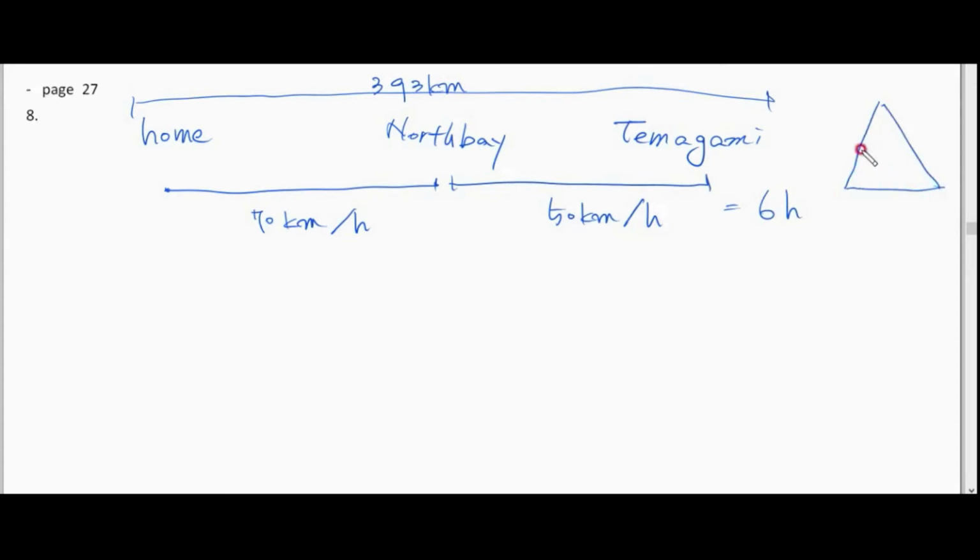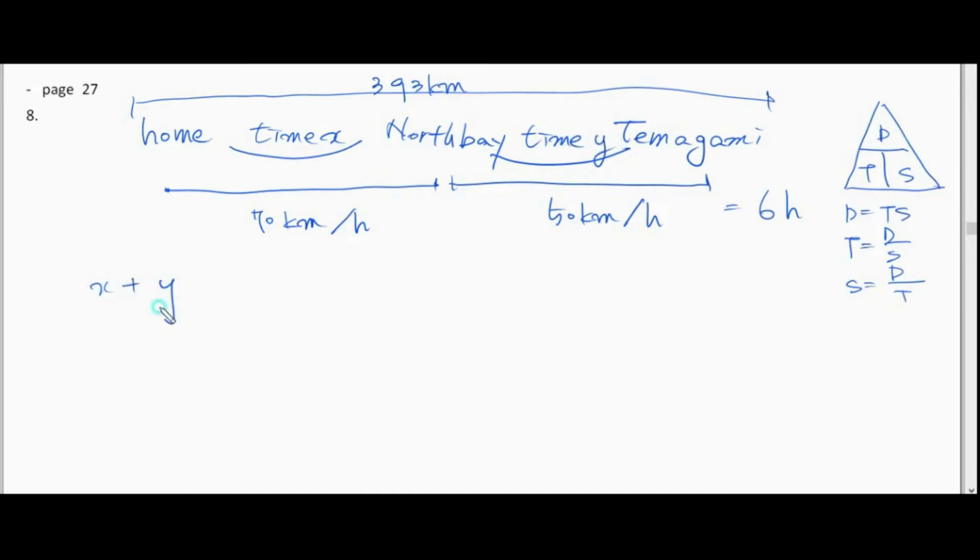And then, do you remember this DTS diagram? D, T, and S. D was T multiplied by S. T was D over S. And S was D over T. Like this. We'll use one out of these three. It gave us the speed and the time. So I'll put Ottawa to North Bay's time as x, and North Bay to Temagami's time as y. And if we just write down the equation, x plus y equals 6.